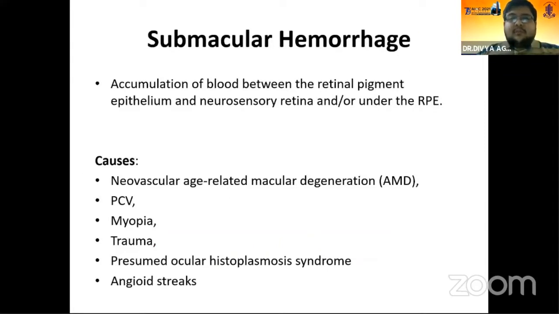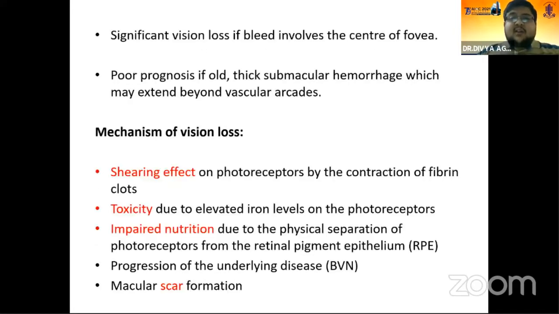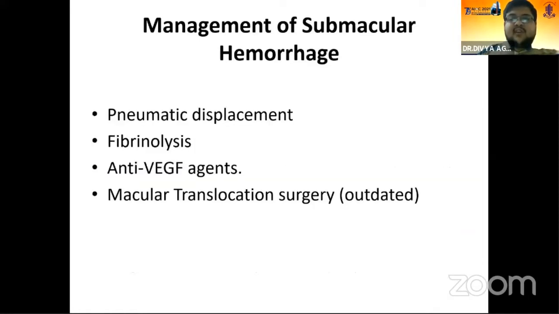So as we all know, submacular hemorrhage is accumulation of blood between the RPE and the neurosensory retina or under the RPE, and there are various causes which can be listed, like AMD, PCV, myopia, and they can cause significant vision loss if not treated in time because of shearing effect on the photoreceptors by the contraction of fibrin, or due to iron related toxicity, or due to macular scar or progression of BVN. There have been various literature published on the management of submacular hemorrhage, which involves pneumatic displacement, fibrinolysis, anti-VEGF agents.